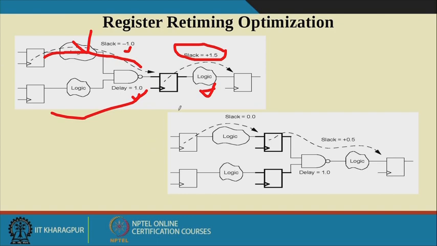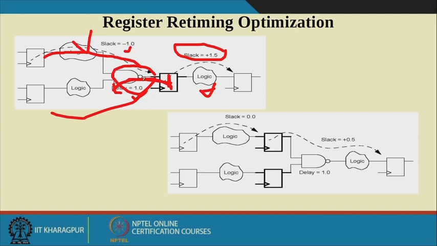So at that time what it can do is move this particular register to come before this NAND gate. If I do that, one register is put there, and the delay is basically 1 here, so that delay will come here, that means after this register.